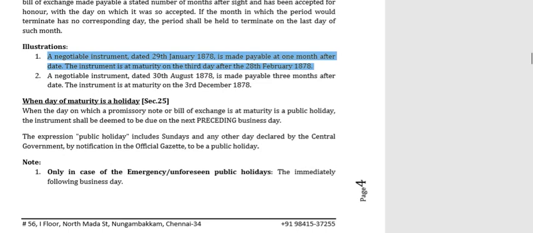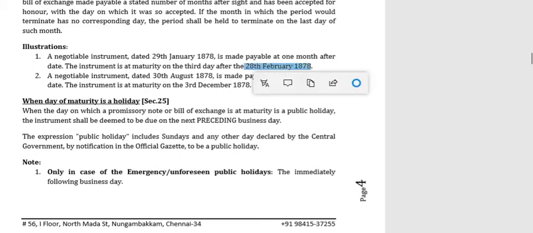Sir, I am using the term carefully. I have seen in my previous batches, students read this in a hurry. The instrument is at maturity not on 28th February, friends. Please look at the usage of my words. The instrument is at maturity on the third day after the 28th of February. Which means 28th February, 1st of March, 2nd of March and 3rd of March.